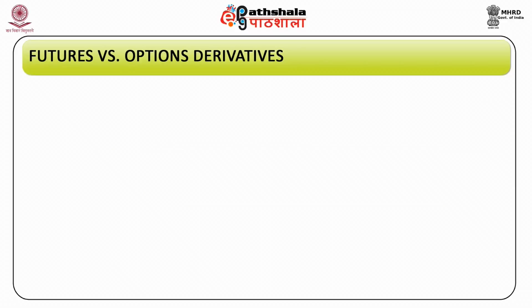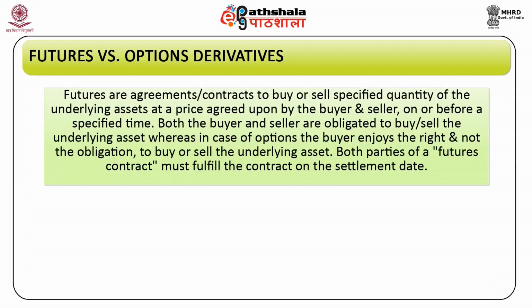Futures versus options derivatives. Futures are agreements or contracts to buy or sell a specified quantity of the underlying assets at a price agreed upon by the buyer and seller on or before a specified time. Both the buyer and seller are obligated to buy or sell the underlying asset, whereas in case of options, the buyer enjoys the right and not the obligation to buy or sell the underlying asset. Both parties of a futures contract must fulfill the contract on the settlement date.